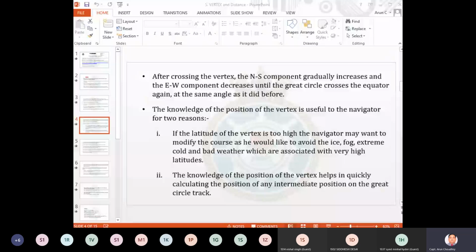And also, only after calculating the vortex, we are able to easily calculate the intermediate positions. That means if we are on a great circle route from A to B, then in between, for any longitude, what will be the latitude? To calculate those coordinates, it helps us. Okay, so that is the reason that we are calculating the vortex.